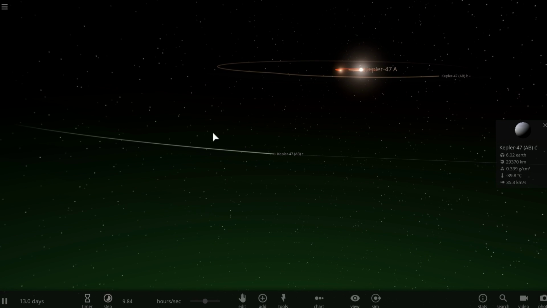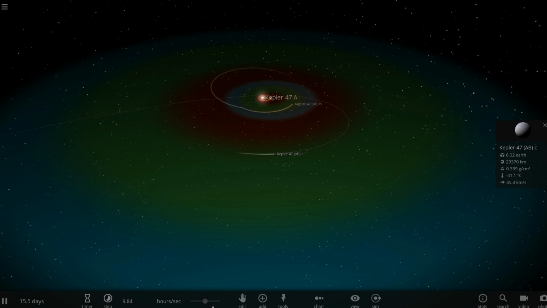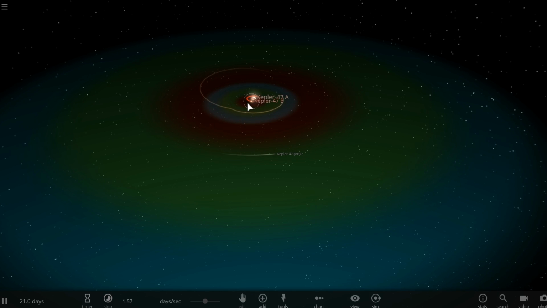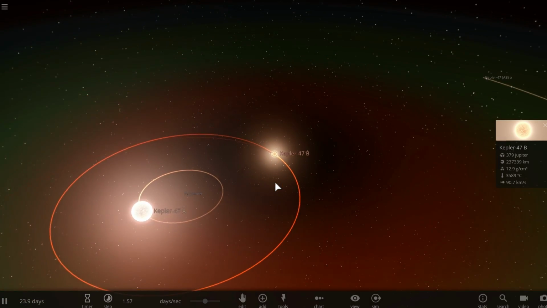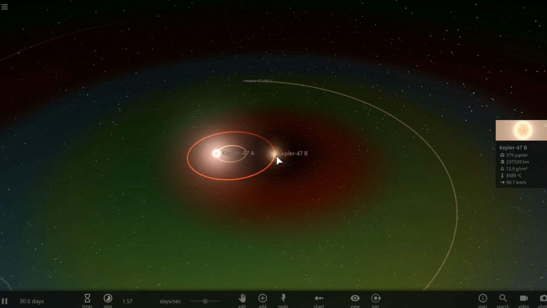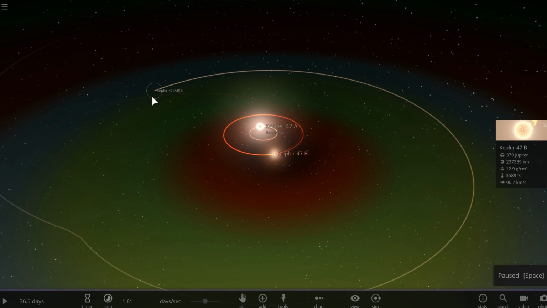So even though this object is in what's known as a region of stability, in other words, it might not get thrown out for the time being, these two stars, Kepler 47A and 47B, are not entirely stable yet. In other words, they might retreat a little bit more, and I'll show you how this looks in a few seconds.